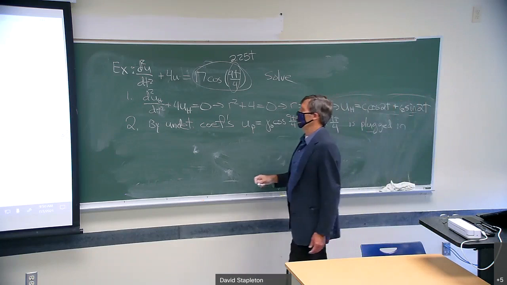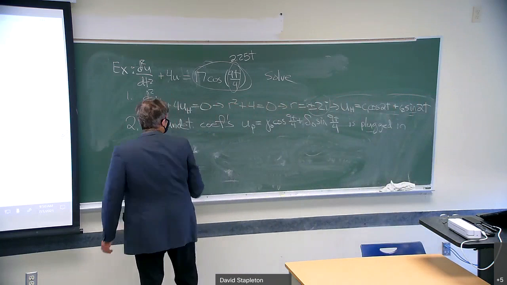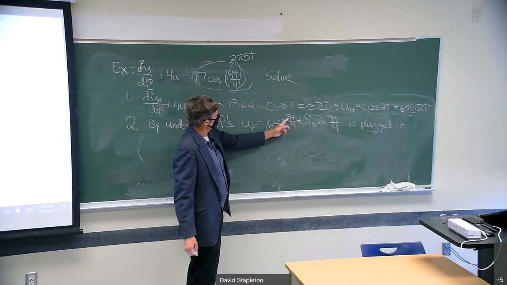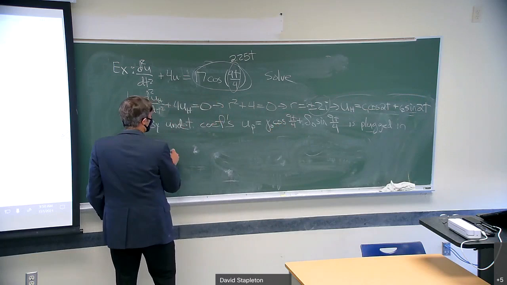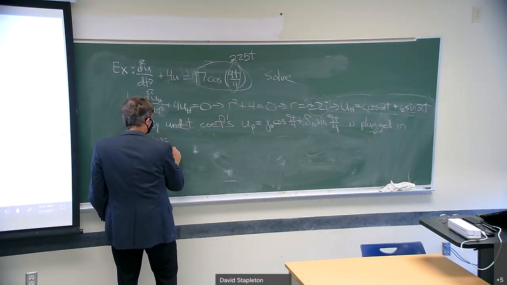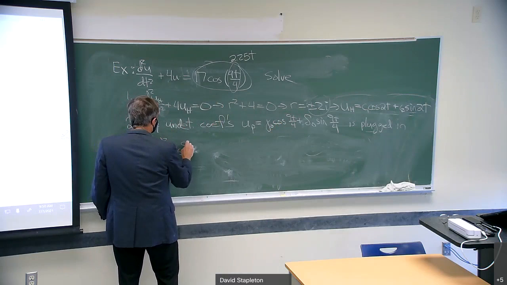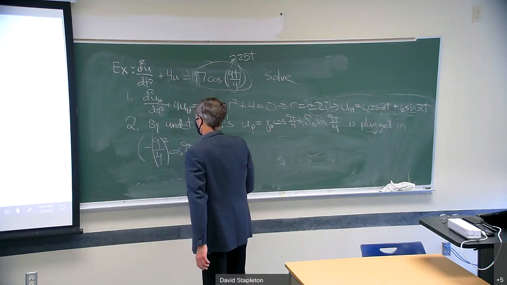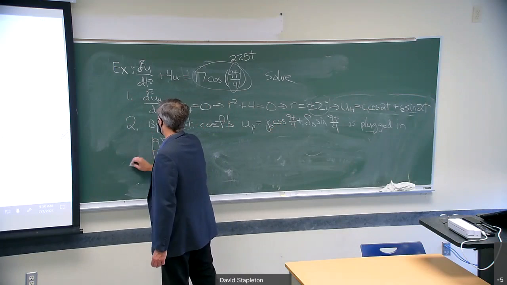And what we get is the second derivative of that is, if you take the derivative of cosine 9/4 t twice, you get minus 9/4 squared cosine. So it's minus 9/4 squared cosine 9t over 4 is the second derivative of that. And that's all multiplied by gamma 0.